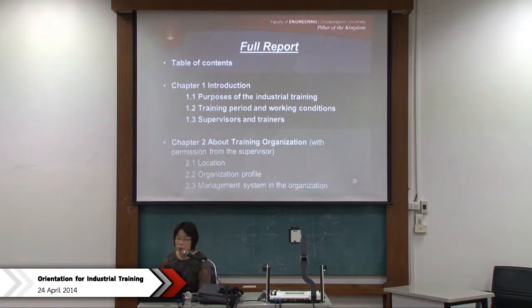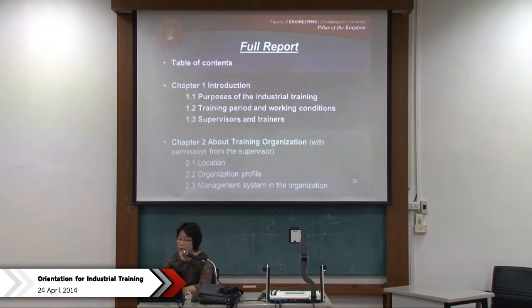For chapter 2, you give us the details about your training organization. But you have to ask permission from your supervisor because some of the information is confidential to the organization. So check with them which information is okay to put down in your report. I think the location is not very confidential, so that one is fine. But others, like the organization profile and the management system, are quite sensitive.